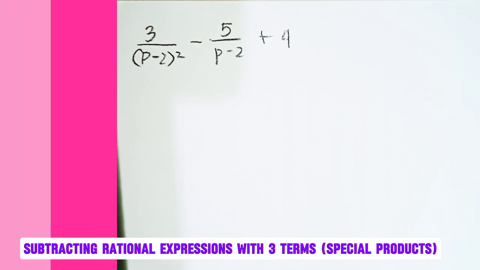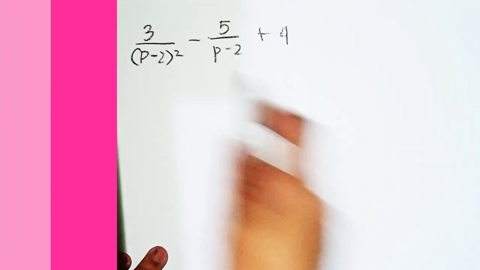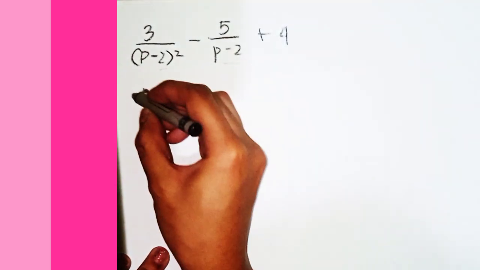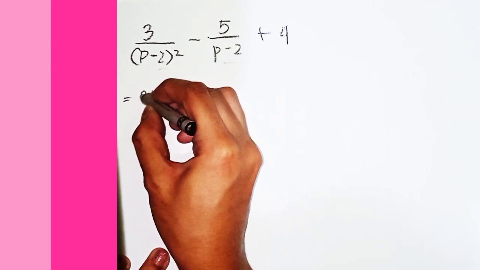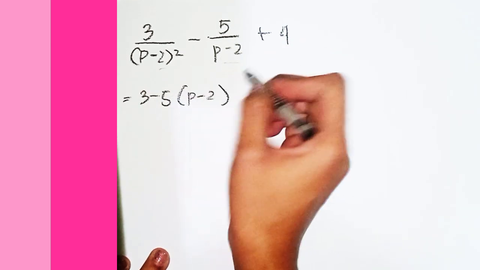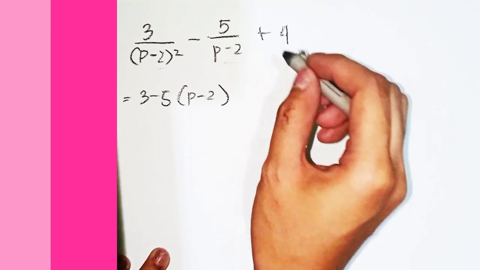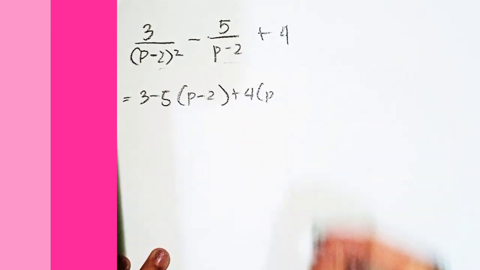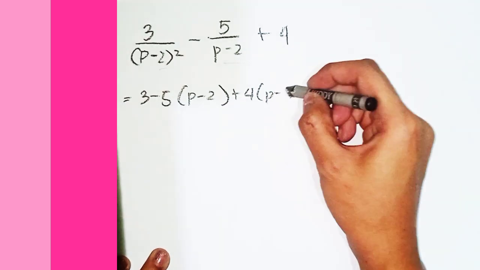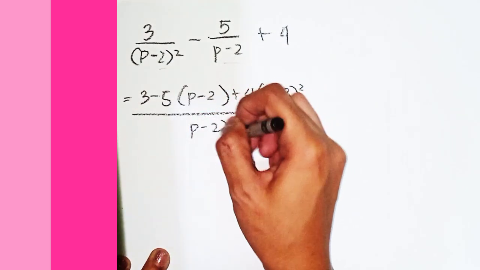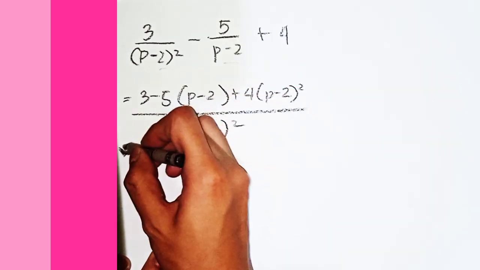So now let's proceed to our 9th example. The first thing that we will be doing is to get their LCD. And their LCD would be p minus 2 squared. So 3 minus 5 times p minus 2, plus 4 over p minus 2 squared. Whatever you would be multiplying on the top, you should also multiply on the bottom. So p minus 2 squared.